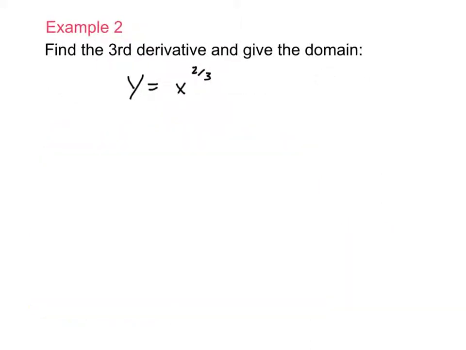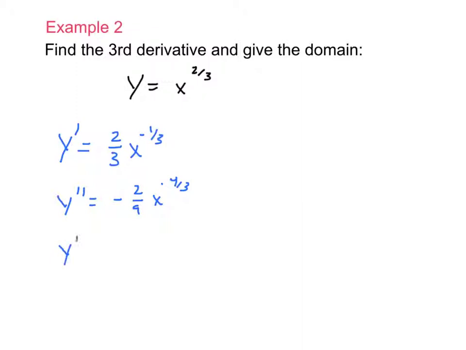And the best way to get some experience with these higher order derivatives is just to do a bunch of examples, and that's kind of what you'll be doing in your practice exercises. Here we're asked to find the third derivative, so I'm going to do the derivative 3 times. The first derivative, y prime, will be 2/3 x to the negative 1/3. Be careful when you're subtracting 1 from 2/3, you get negative 1/3. The second derivative is going to be negative 2/9 x to the negative 4/3. Negative 1/3 minus 1 is negative 4/3.